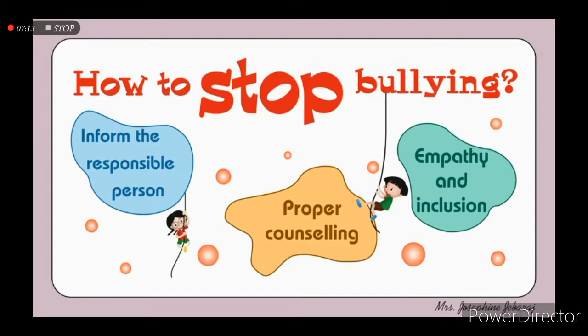We can stop bullying by informing a responsible person like a parent, teacher or anyone who can handle the problem. Proper counseling will make them understand their unacceptable behavior. The best way is empathy. That is, the more you feel for others, the less you will want to bully others.